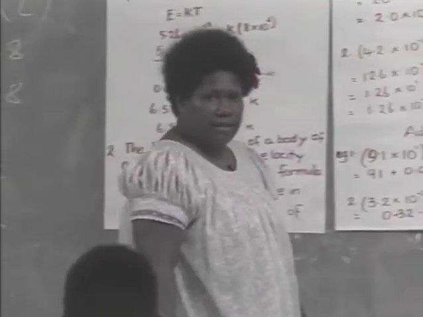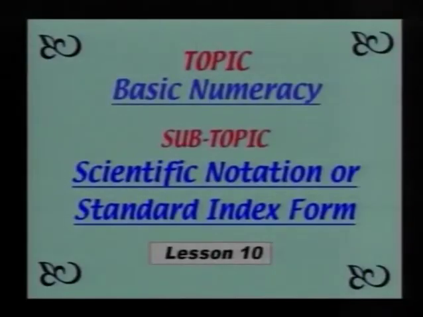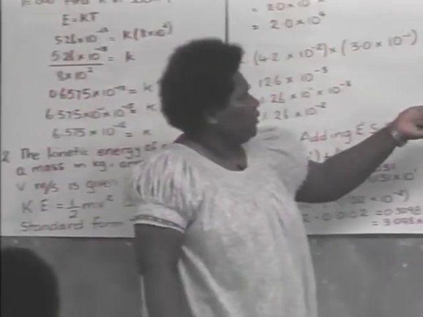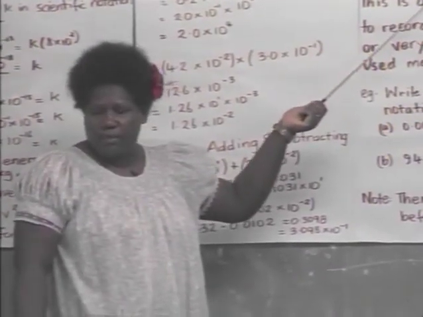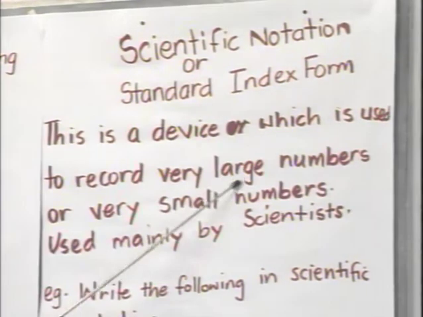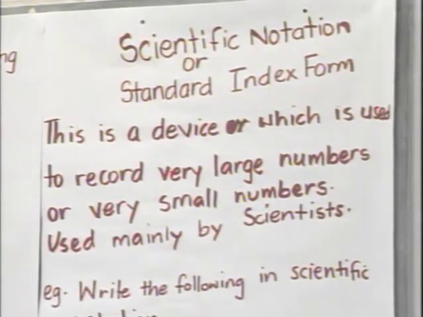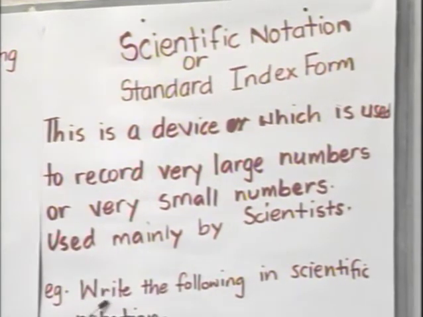All right, today's lesson will be based on scientific notation. So if you can have a look at the board. Scientific notation or standard index form, sometimes standard form is also used. So if you see scientific notation or standard index form or standard form, it means the same thing. It is a device which is used to record very large numbers or very small numbers. It's used mainly by scientists or people who do research.